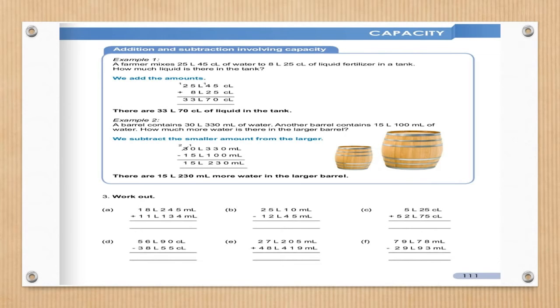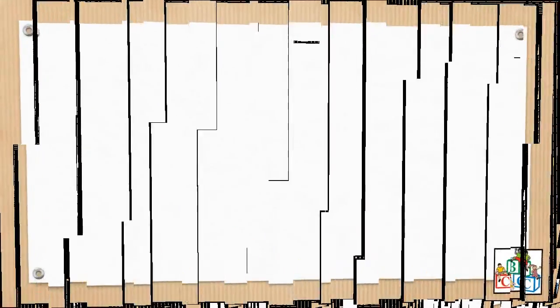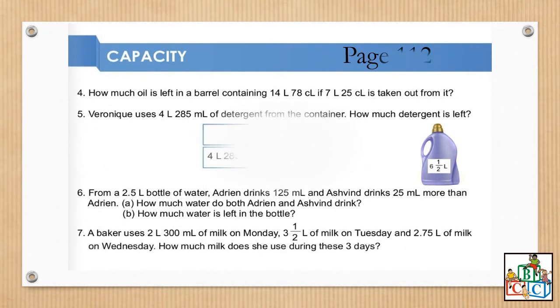Now let us move on to the next page, 112. On page 112, you have some word problem questions. Let us see number 4. We are going to read all the questions, then we'll come up later with how you're going to work them out.